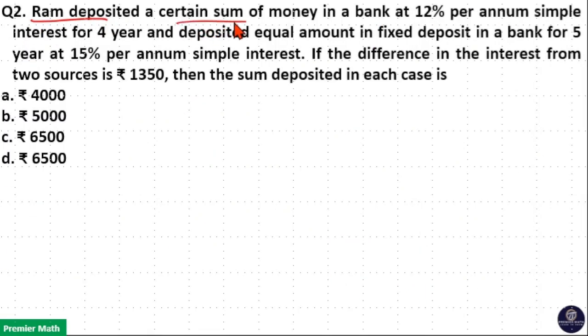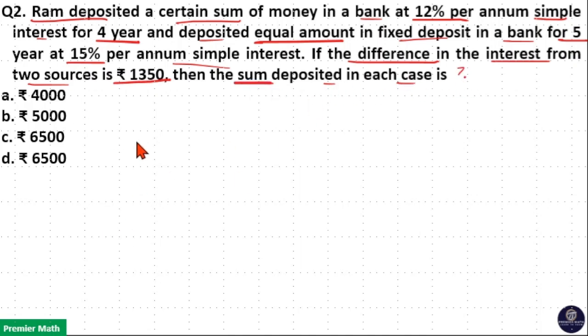Ram deposited a certain sum of money in a bank at 12% per annum simple interest for 4 years and deposited an equal amount in a fixed deposit in a bank for 5 years at 15% per annum simple interest. If the difference in interest from the two sources is rupees 1,350, then the sum deposited in each case is? Here he deposited an equal amount in two different banks.